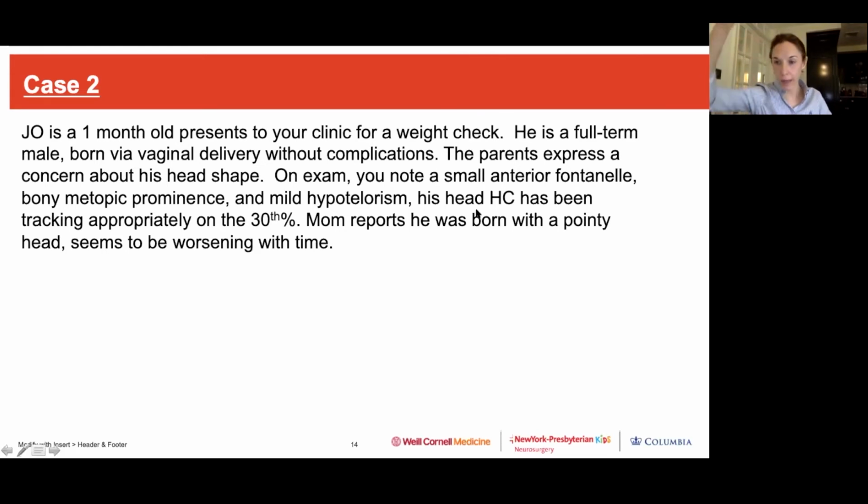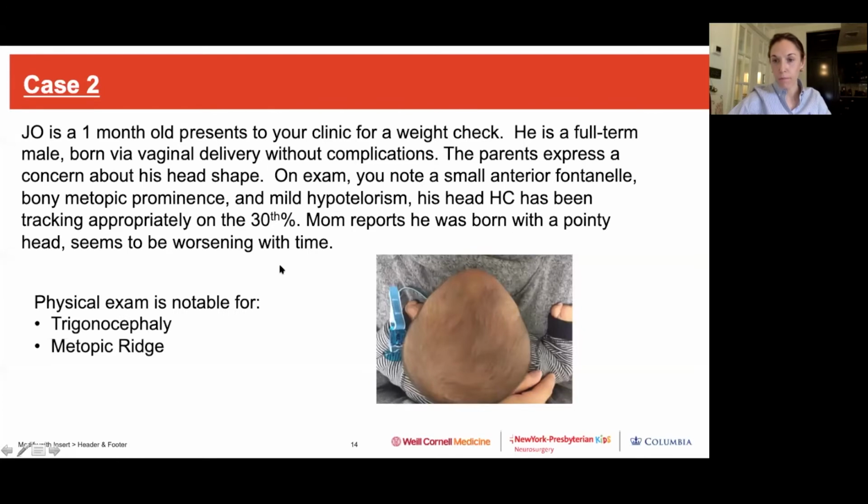On exam, you note that the anterior fontanelle is small. There's a bony metopic prominence. There's some hypotelorism. Again, we're looking at the skull. So the skull told us that there was a bony prominence in the front. The fontanelle is small. Then we moved to the eyes and we found that they were too close together, meaning they're hypotelluric. The head circumference is tracking okay, but mom notes that he was born with this pointiness and it's getting worse instead of better, different from plagiocephaly.